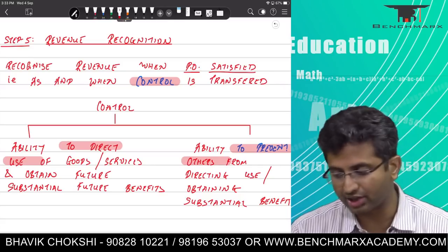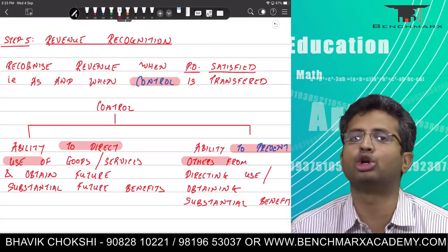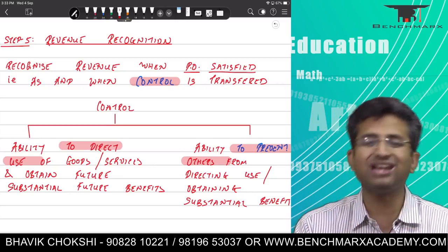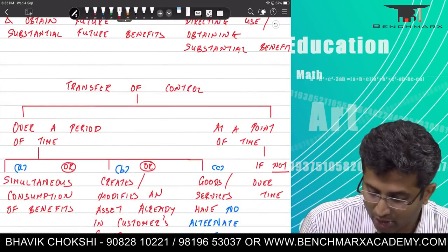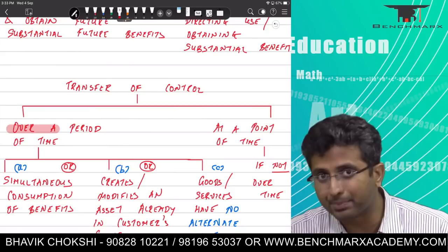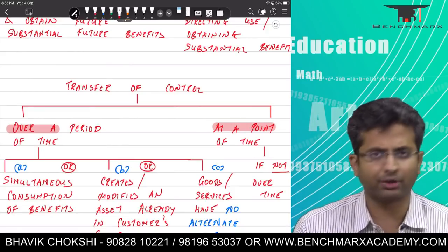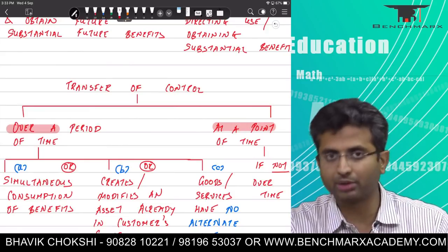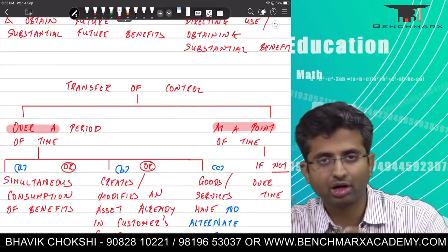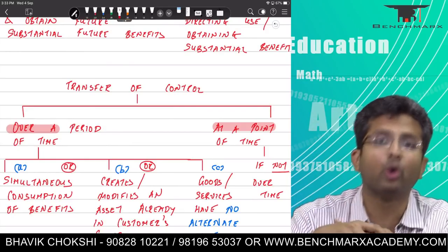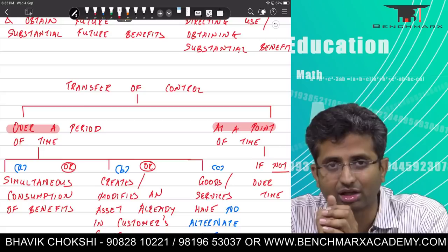Now when should you recognize revenue? As and when control gets transferred. Now when does control get transferred? Control can get transferred over a period of time or at a point of time. More important is the over the period of time definition. When does control get transferred over a period of time? The standard gives you 3 criteria.